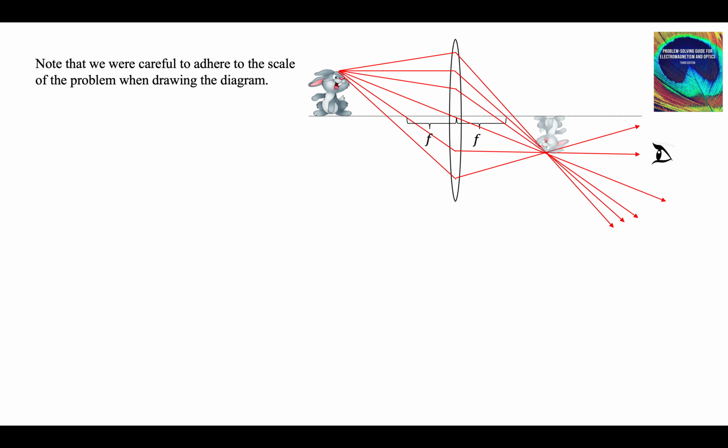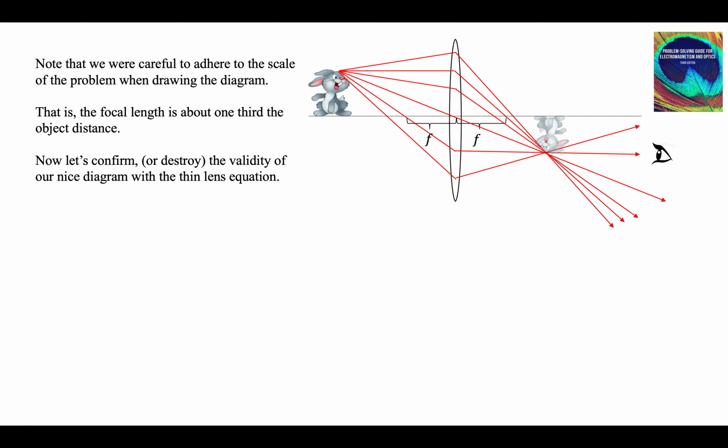So note how we were careful to adhere to the scale. The focal point was given as 20 centimeters. The object distance is 60 centimeters. So this object is 3 times as far away from the lens as the focal length. If we're careful with drawing the relative positions, we can estimate what the image distance is. If the focal length is 20, that's 30, 35, something like that. The focal length is about 1/3 the object distance.